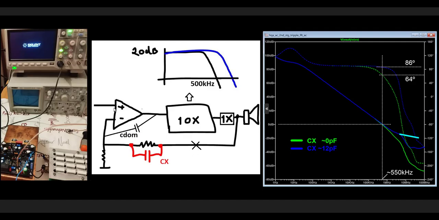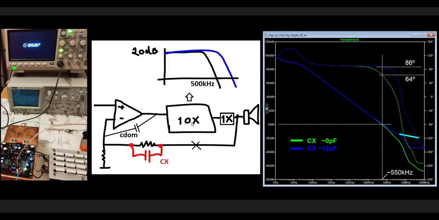Okay, this is the simplified schematic of the amplifier. We have the error amplifier. This is the operational amplifier that closes the loop. This is the voltage amplifier composed by 4 transistors.